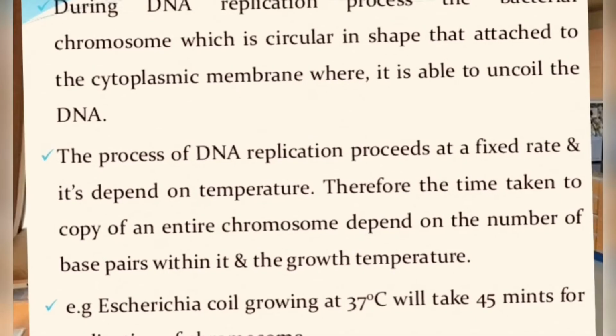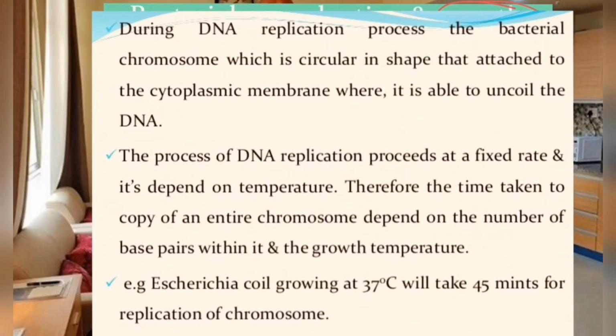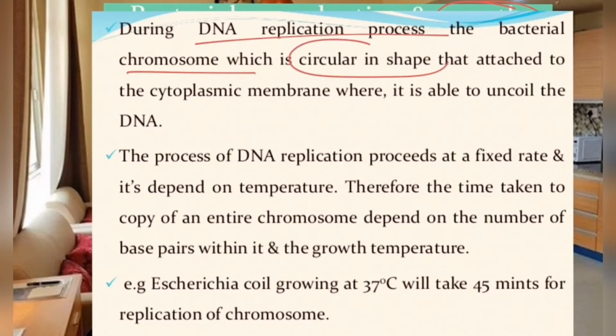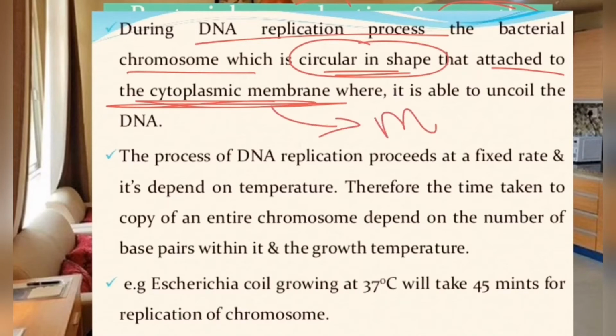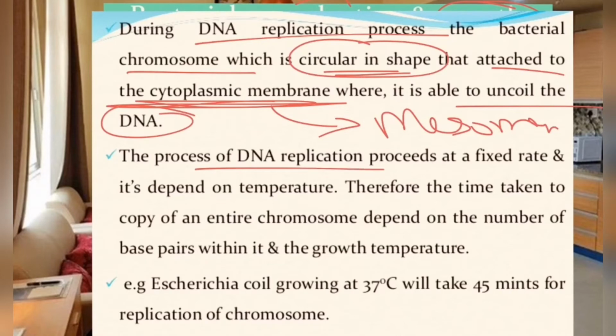Let's go to the next point: how DNA replicates. In the DNA replication process, the bacterial chromosome is a circular, double stranded DNA, attached to the cytoplasmic membrane. Yesterday I told you there are mesosomes present in the bacterial cells inside the plasma membrane. There the circular chromosomes get attached and become uncoiled, that is single stranded, for the process of replication. The process of replication proceeds at a fixed rate depending upon the temperature.